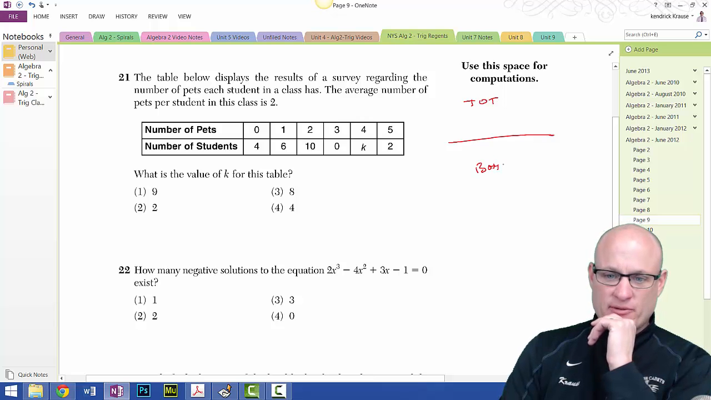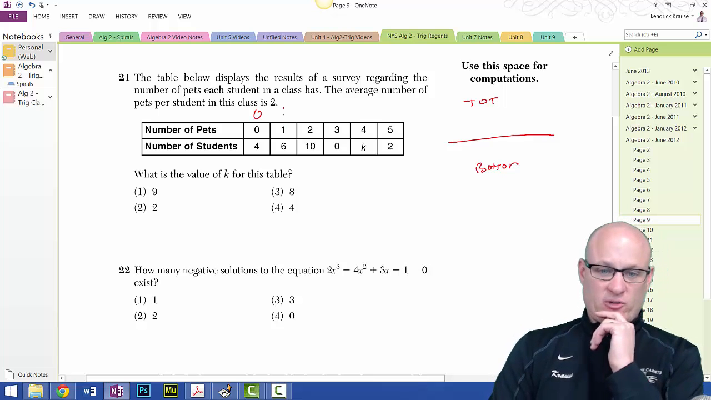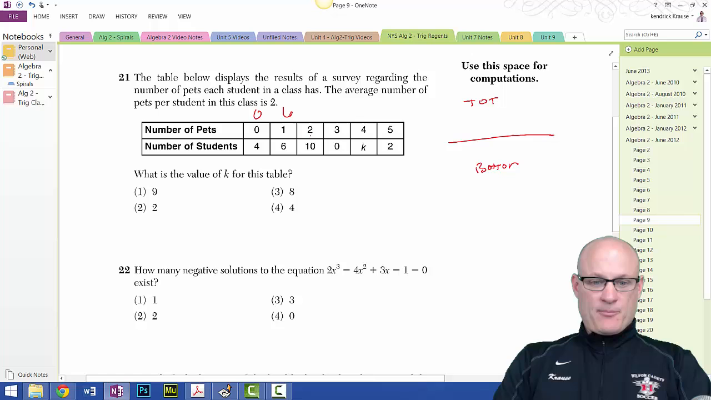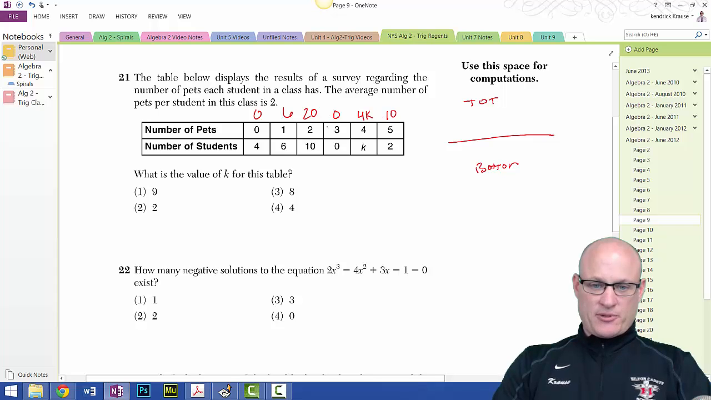All right, so how many things we have on bottom? So on top, let's see, these add up. That's 4 zeros, so that's 0. And this is 6 kids have 1 pet, so 1, that's 6 pets. And then 10 people have 2 pets, that's 20 pets. And let's see, nobody has 3, so that's 0. And this is 4k. All I'm doing is multiplying, and this is 10. So if I add all this up, I get 20 plus 10 plus 6, that's 36 plus 4k.